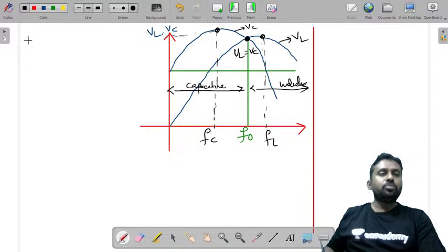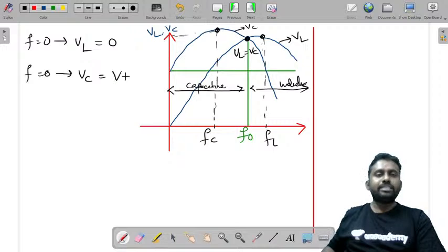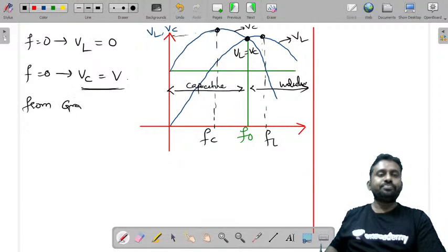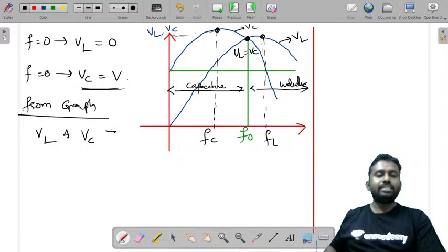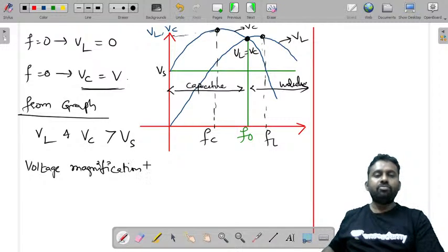So let us see. Now at frequency 0, the voltage across an inductor is 0. At frequency 0, the voltage across a capacitor is equal to the applied voltage. And from the graph, if you observe, voltage across inductor and voltage across capacitor are greater than the supply voltage. This is Vs. So that is the reason a series resonant circuit is called a voltage magnification circuit.